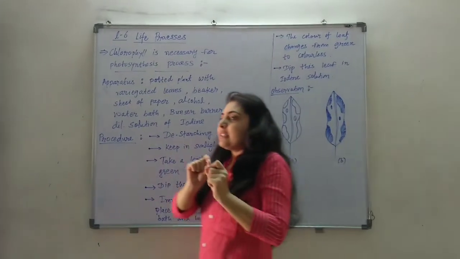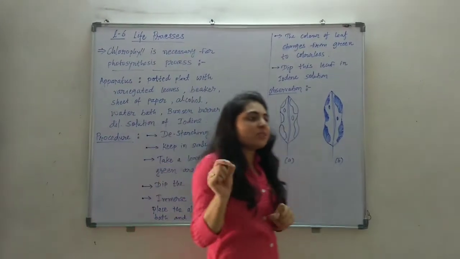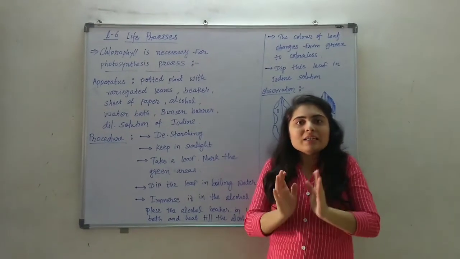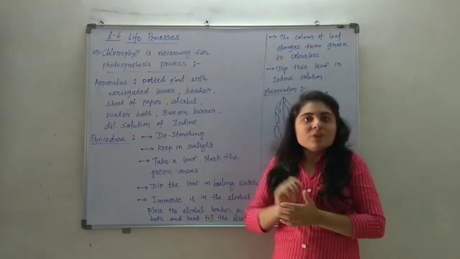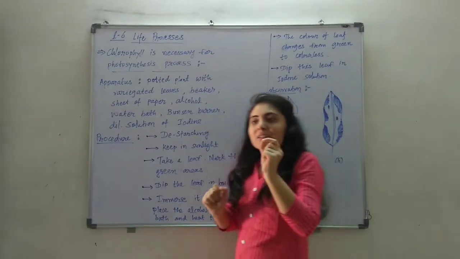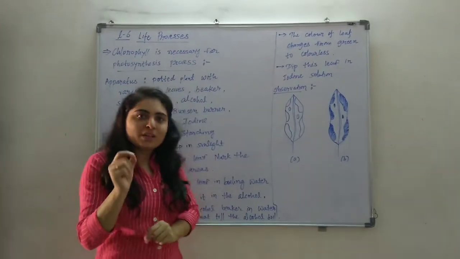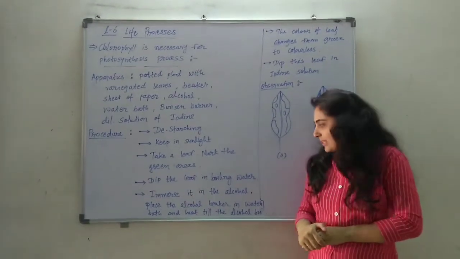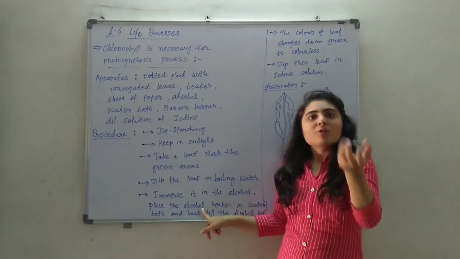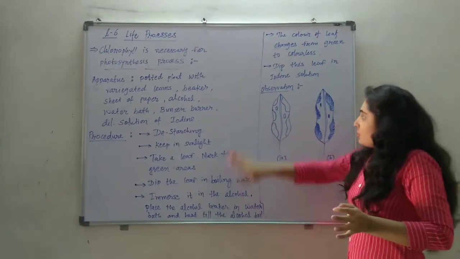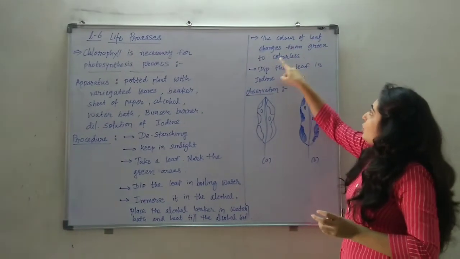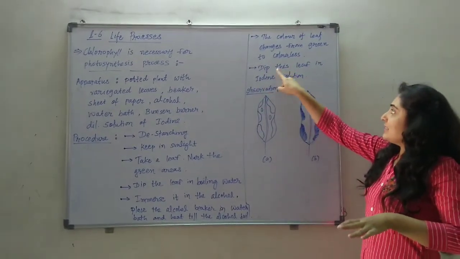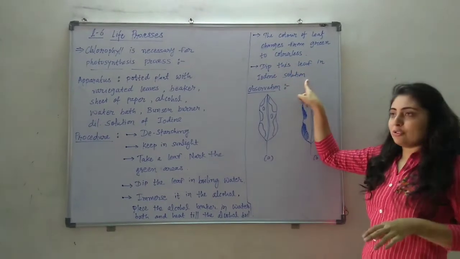That's why we are doing this: if chlorophyll is not present, there will be a clear color change in the iodine test. So to make an accurate iodine test, the leaf is kept in alcohol, and the alcohol will absorb the chlorophyll. The next step is that the color of the leaf changes from green to colorless as we boil it in the alcohol, and then we dip this leaf into iodine solution.